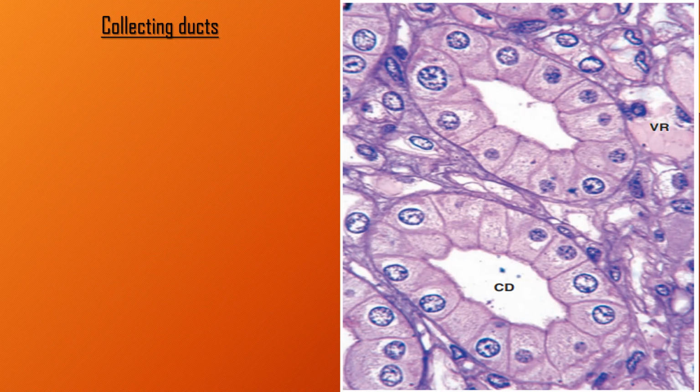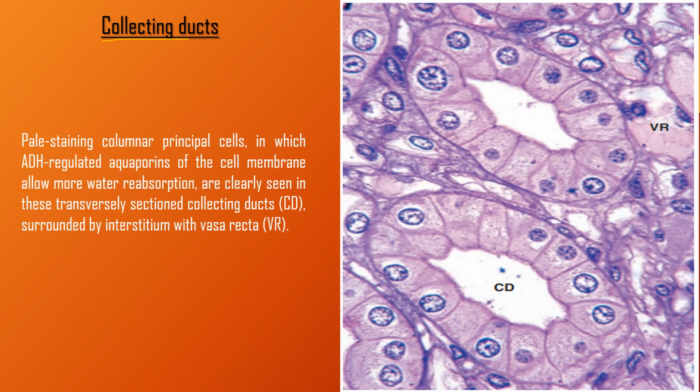The collecting duct. Pale staining columnar principal cells, in which ADH-regulated aquaporins of the cell membrane allow more water reabsorption, are clearly seen in these transversely sectioned collecting ducts. These are the collecting ducts, surrounded by interstitium with the vasa recta. As you can see, this is the vasa recta.